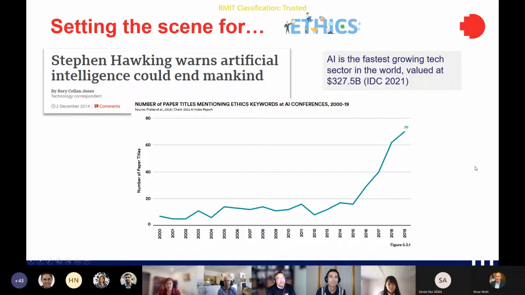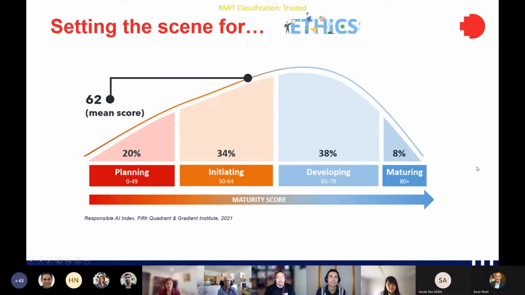And closer to home, this is a survey of over 400 business executives in Australia, right? It was performed and tallied in a report called the Responsible AI Index. It found that only 8% of companies, so that's on the far right, count themselves as mature in having responsible AI practices. So on the flip side of that, 92% of companies aren't confident that they've got responsible and ethical AI practices or mature responsible AI practices, all right?